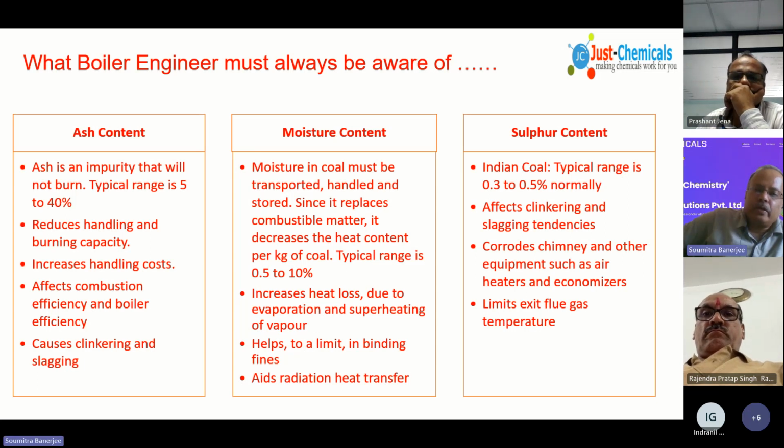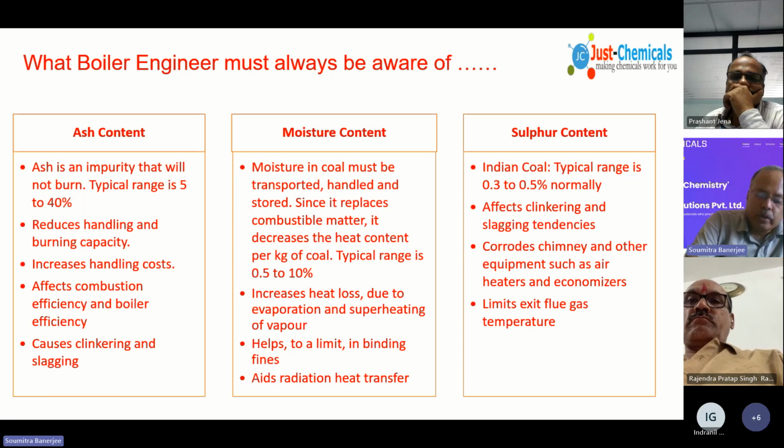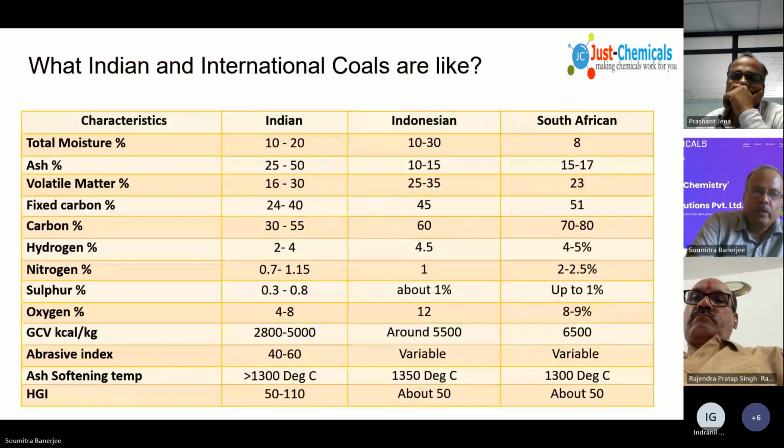And sulfur content, as we talked about, limits the exit flue gas temperature. So if you are having 1.2 percent of sulfur, then you need to be more cautious.